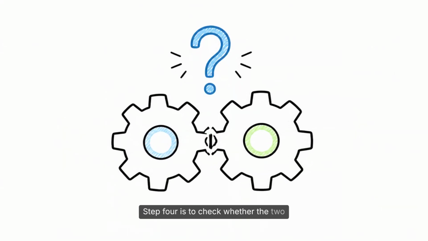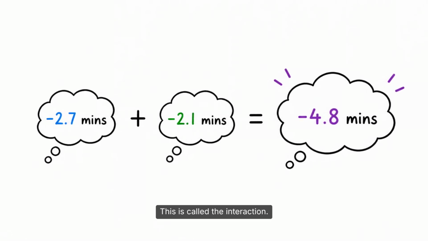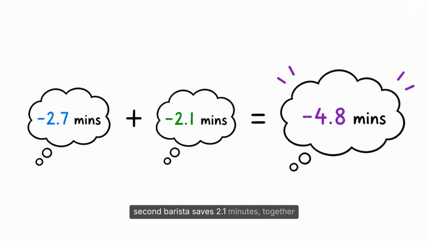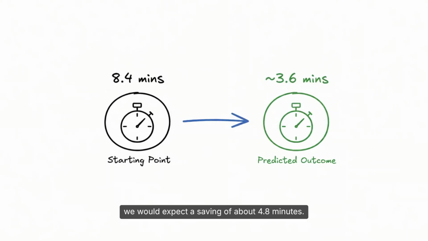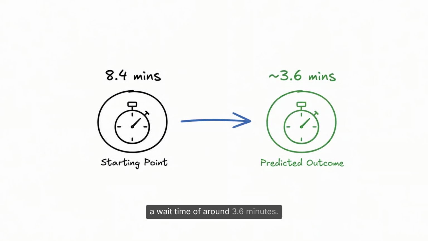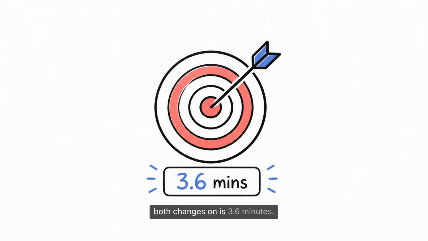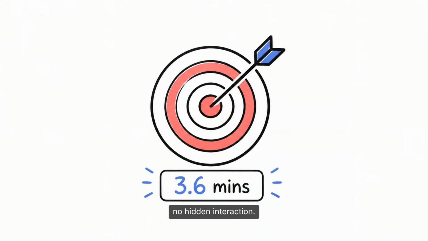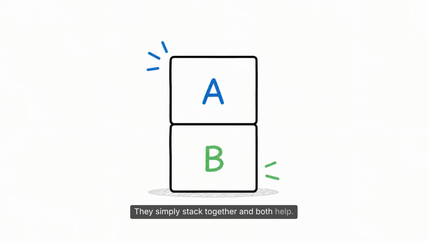Step 4 is to check whether the 2 changes help each other or just add up. This is called the interaction. If pre-staging saves 2.7 minutes and the second barista saves 2.1 minutes, together we would expect a saving of about 4.8 minutes. Starting from 8.4 minutes, that predicts a wait time of around 3.6 minutes, and the actual result with both changes on is 3.6 minutes. That means there is almost no hidden interaction. The 2 changes do not clash. They simply stack together and both help.